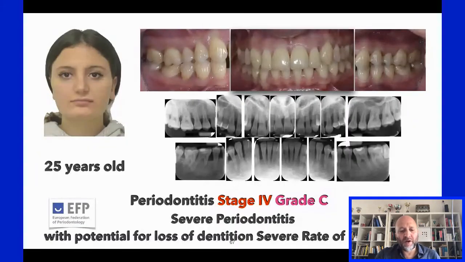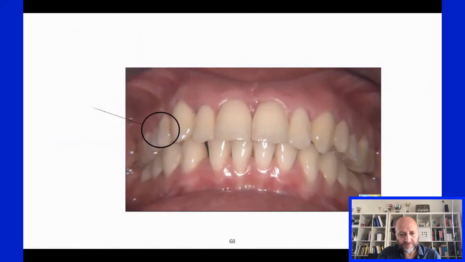So we can have some patient like this young woman, 20 years old, and we had both periodontal and occlusal problems at the same time. The patient had periodontitis stage 4 grade C with severe periodontitis with the potential for loss of dentition, severe rate of progression.